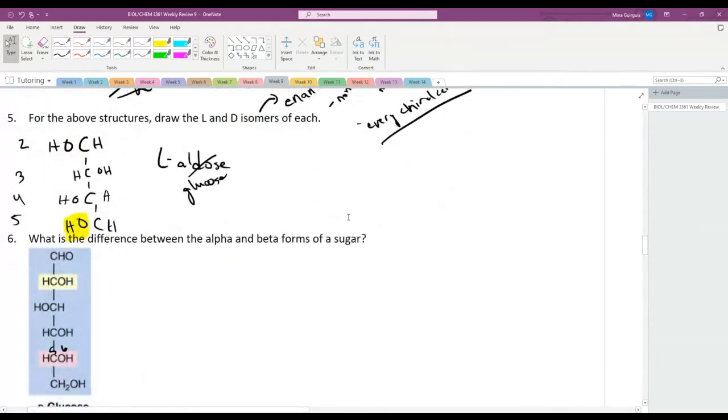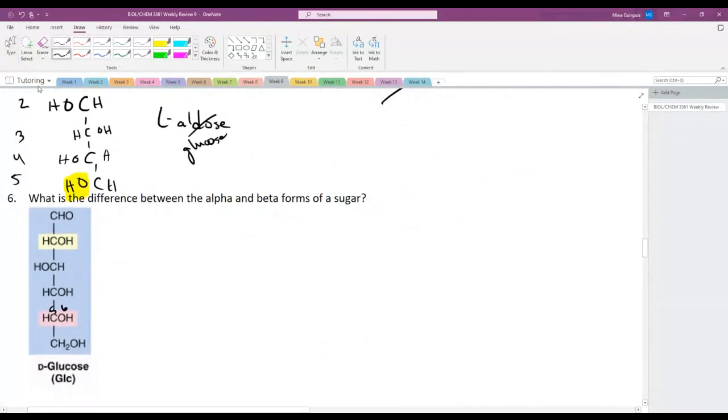What is the difference between the alpha and beta forms of a sugar? Okay. Once again, there is a tiny little piece that I forgot to erase. I apologize. This is copied from my notes, and I thought I'd erased everything. Okay.